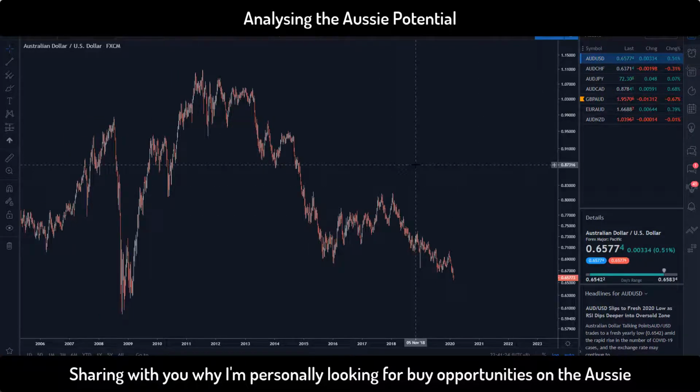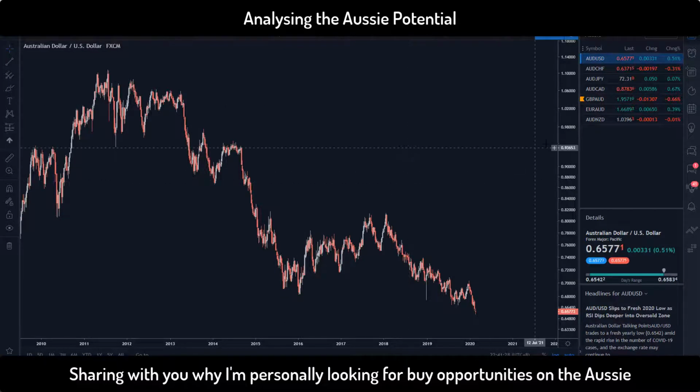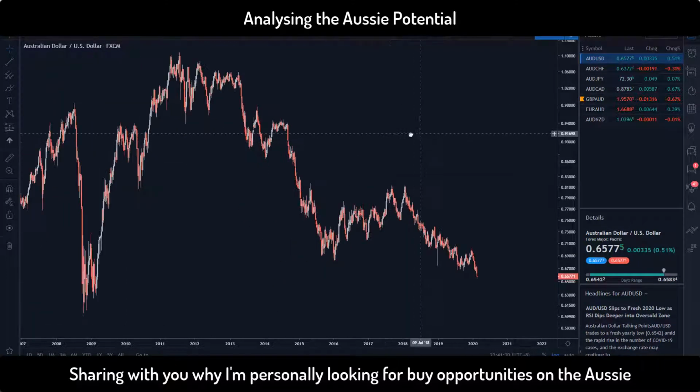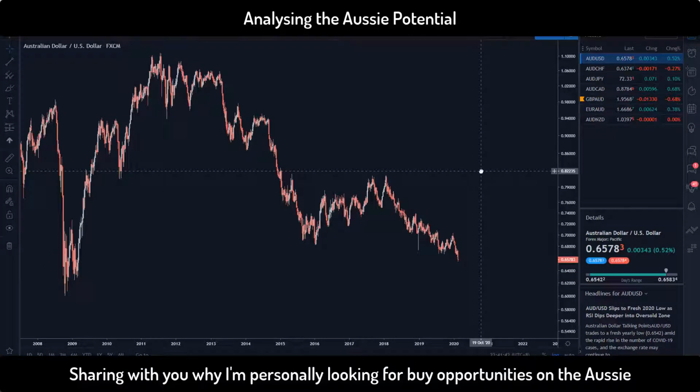I'll start from a very long-term, big picture perspective, on the weekly chart. I apply the concept of Elliott wave. Of course there are many different ways to analyze a chart, but what I do over here and share with you is based on Elliott wave.